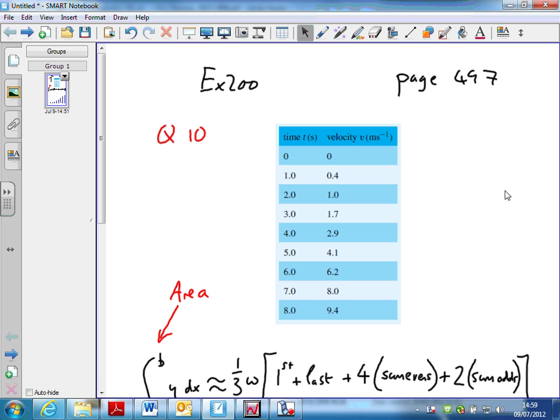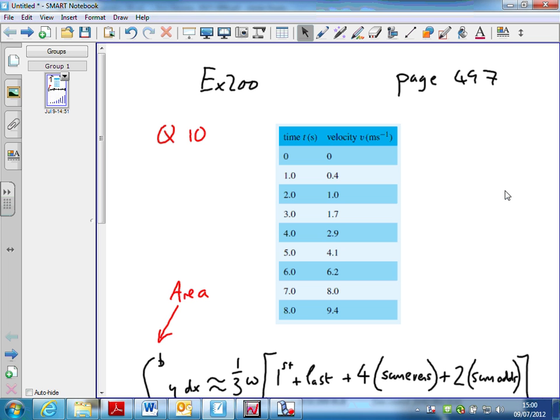So exercise 200, page 497. I'm going to just have a look at question number 10, and then for the BTEC course, question number 11 is a required question. But this is a way of finding the area underneath the curve using a numerical method.